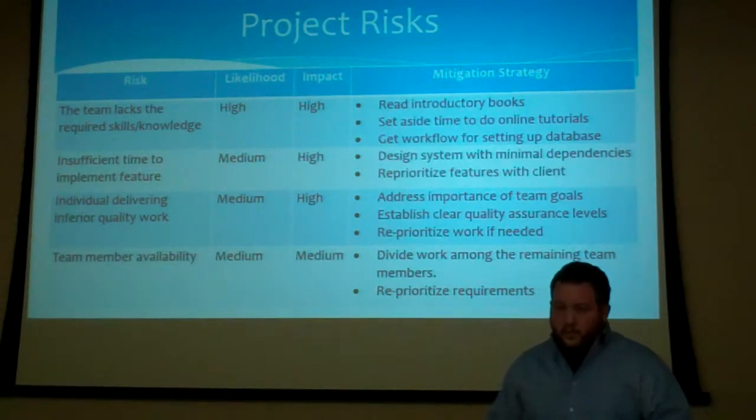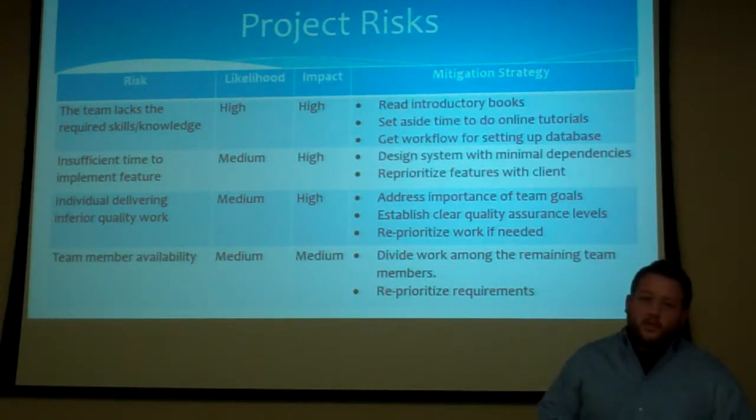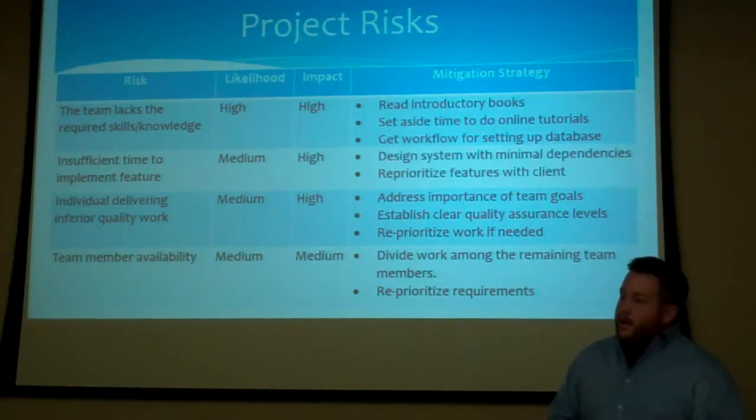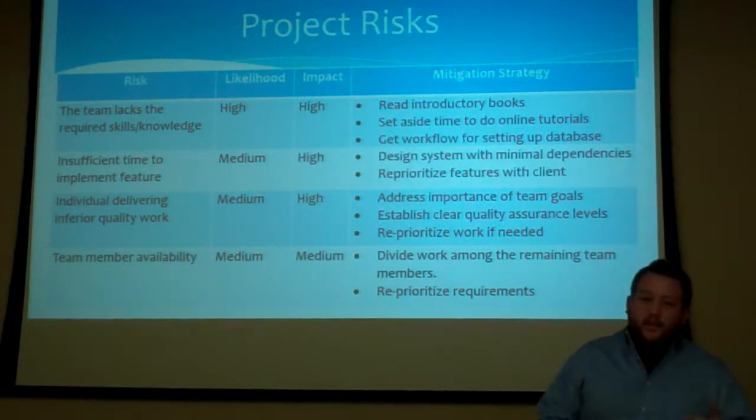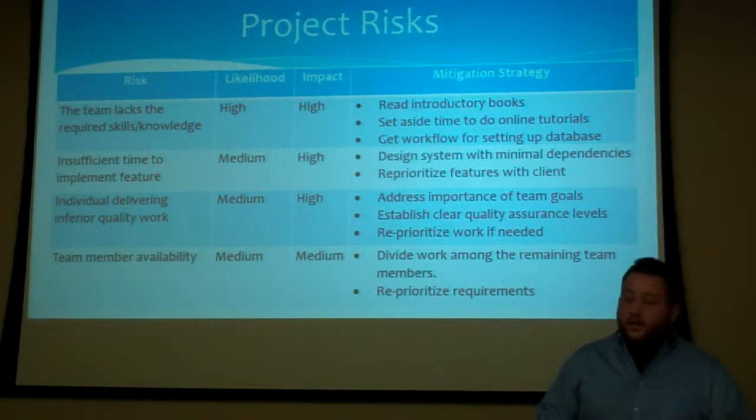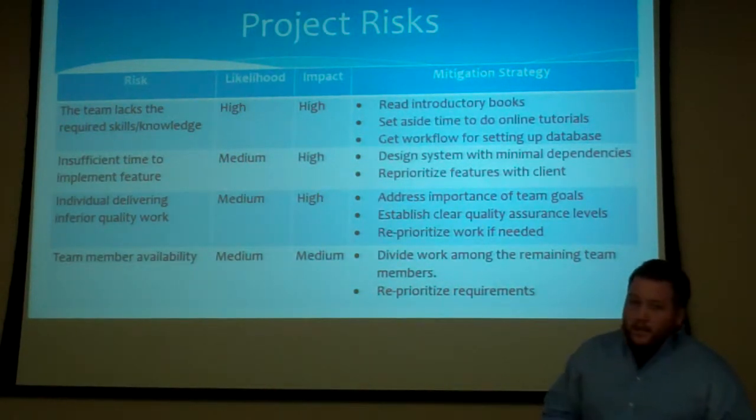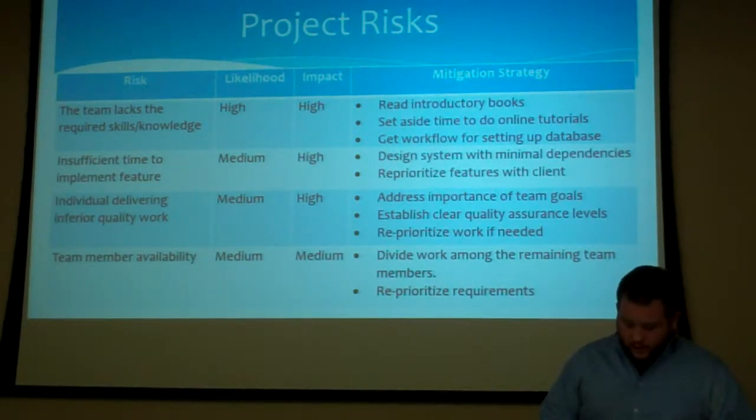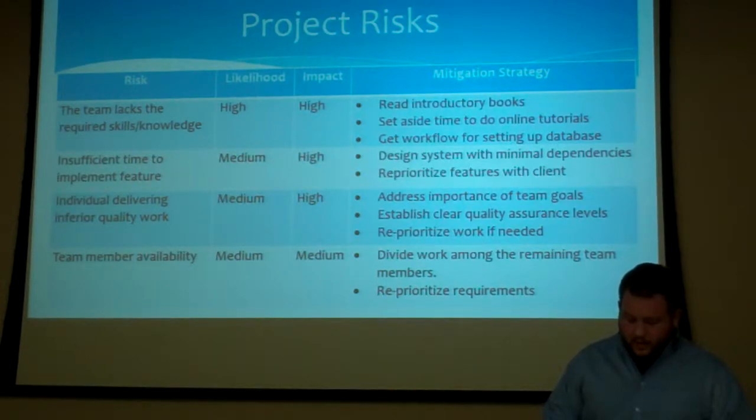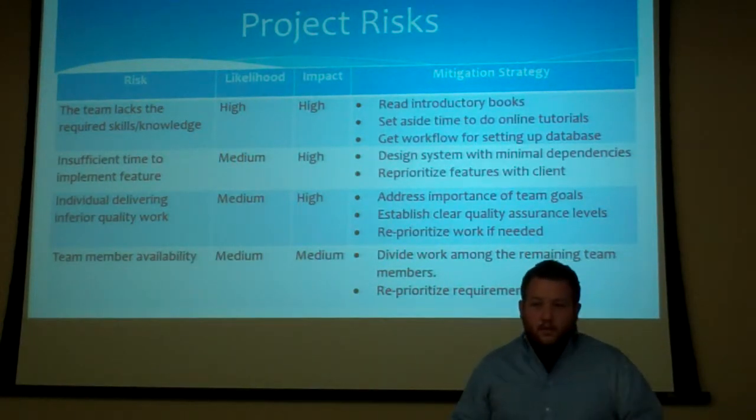The third one would be individuals not delivering work, and I don't think this would be very likely because all of us obviously want a good grade. But if it did happen, it would have a high impact again because every person's input affects all of our grades. So to mitigate this, we would have meetings about it to reprioritize stuff, potentially establish clear quality assurance levels, which we have, and we'll learn about in a second.